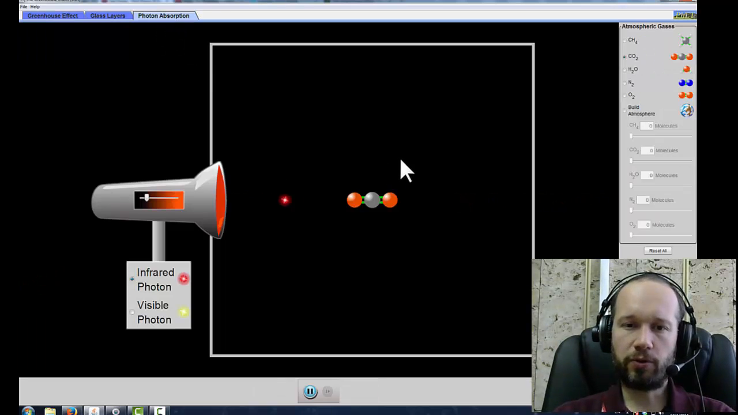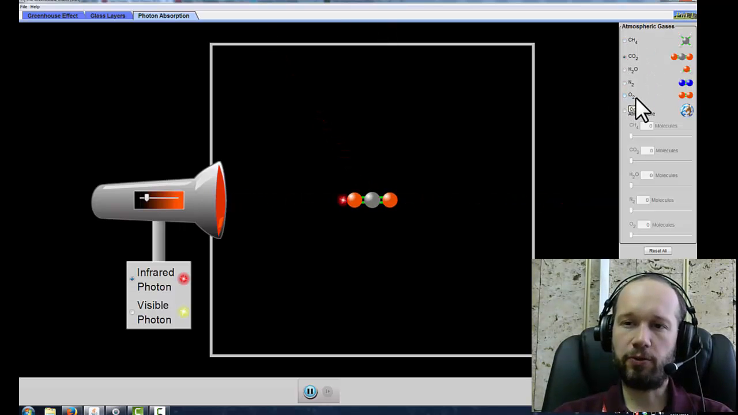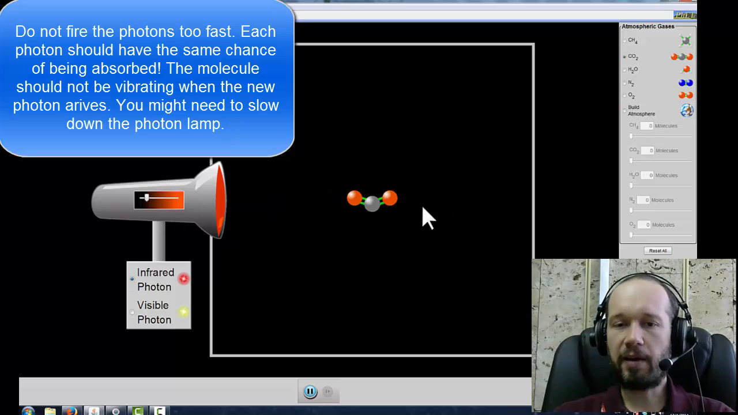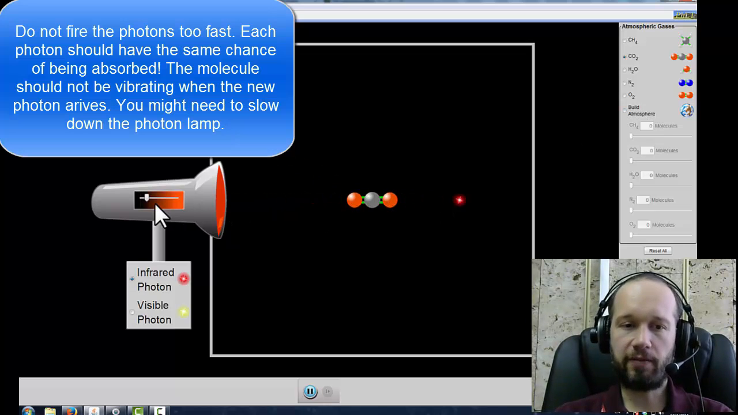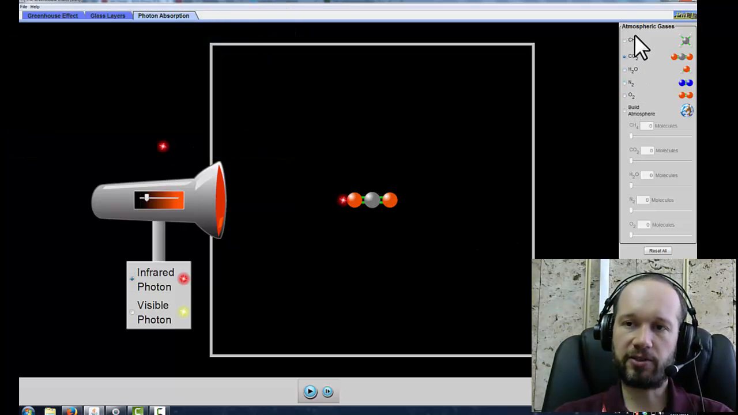Anyway, here's what I want you to do. I want you to figure out which of these 5 gases is the most efficient greenhouse gas. And to do that, I want you to send 50 infrared photons toward the 5 molecules, and I want you to count how many of those 50 actually get absorbed and emitted. I mean, everyone that gets absorbed gets emitted, but not every infrared photon that is fired toward the molecule gets absorbed.